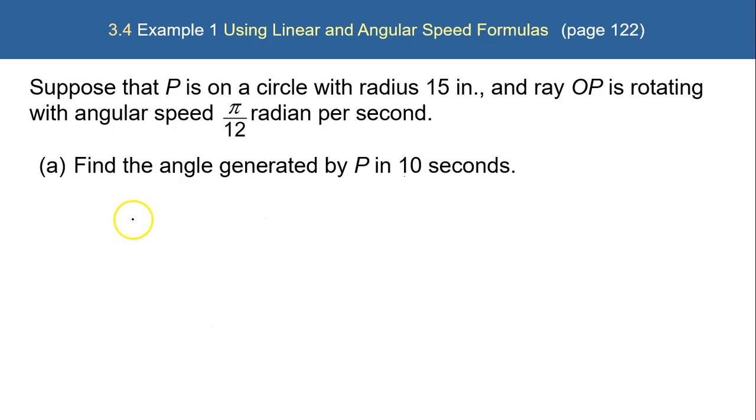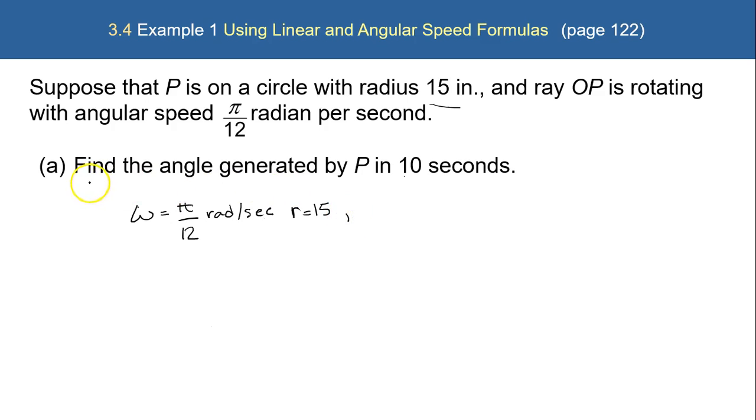All right, so here is our first example, and we're going to have 3 parts to this. First part is this right here. Suppose that P is on a circle with radius 15 inches and ray OP is rotating with angular speed pi over 12 radians per second. So right off the bat, we are given this information. Angular speed is pi over 12 radians per second. And we also know R is 15. It's not going to help us in this first part, but we'll get to it.